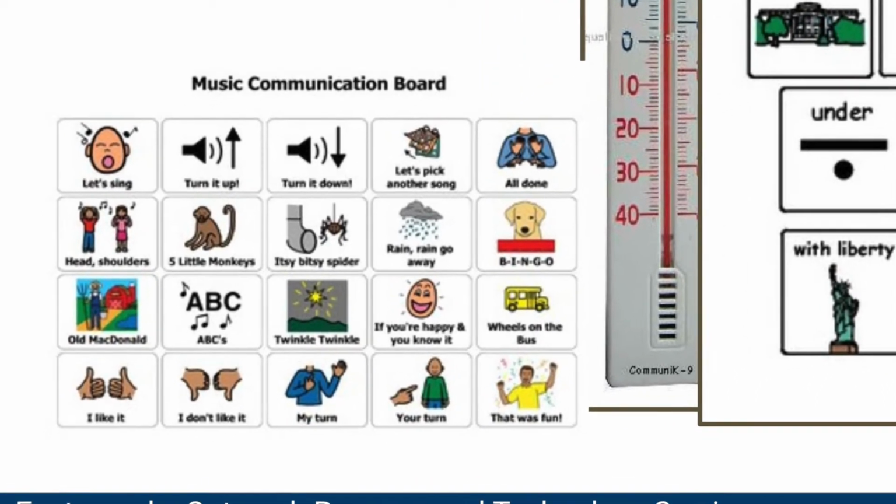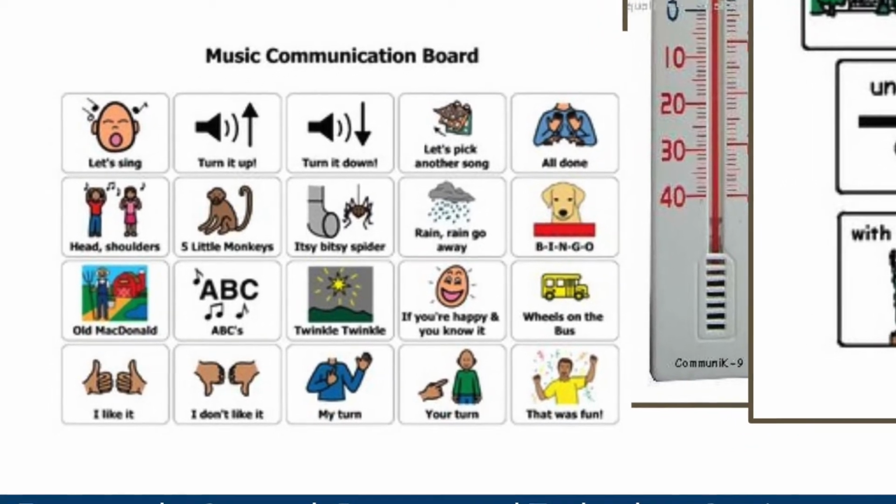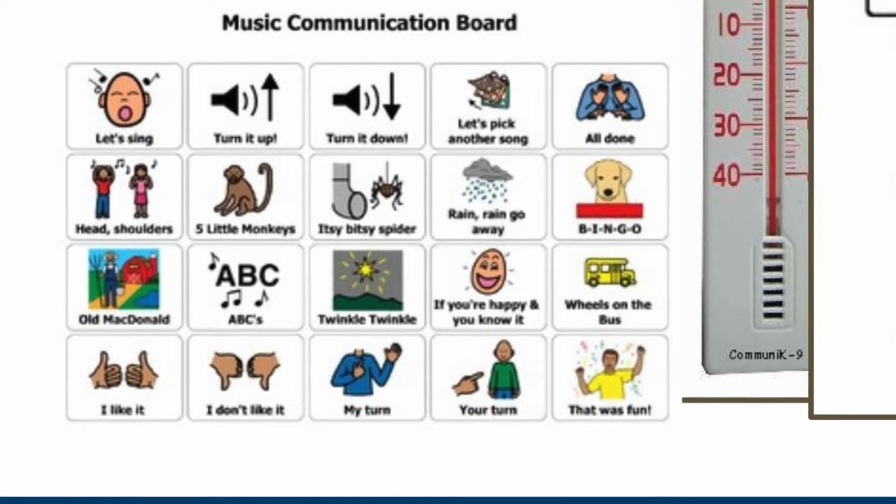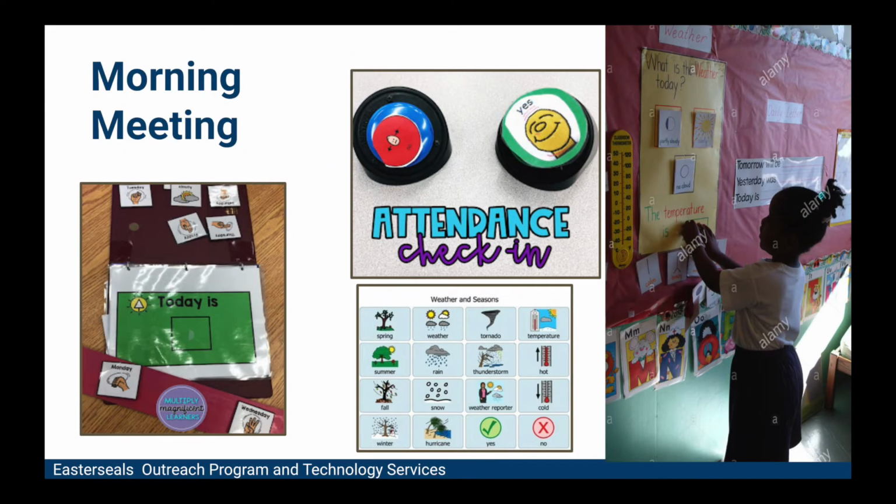Now, let's talk about some general things that might support communication during morning meeting. You can see we've got some switches here that have no and yes. We also have picture icons of weather and seasons. And then on the far left is a notebook. That is the morning meeting notebook that students can use to choose and pick out what day it is, what the weather is.